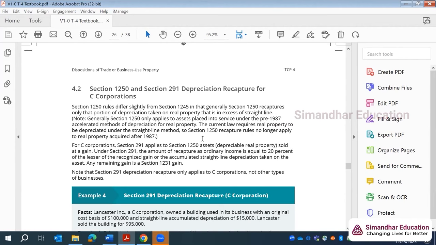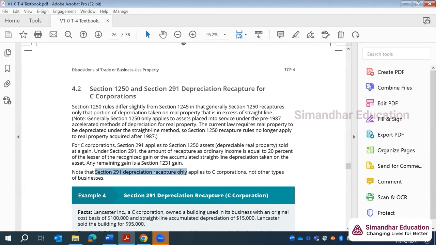Section 291 says that if you are selling a property at a gain, you are going to look at the realized gain and the depreciation recapture amount. Take 20% of the lesser of the recognized gain or the accumulated straight line depreciation, whichever is lesser. That 20% of the amount, you are going to recharacterize as section 1250 and treat as ordinary.